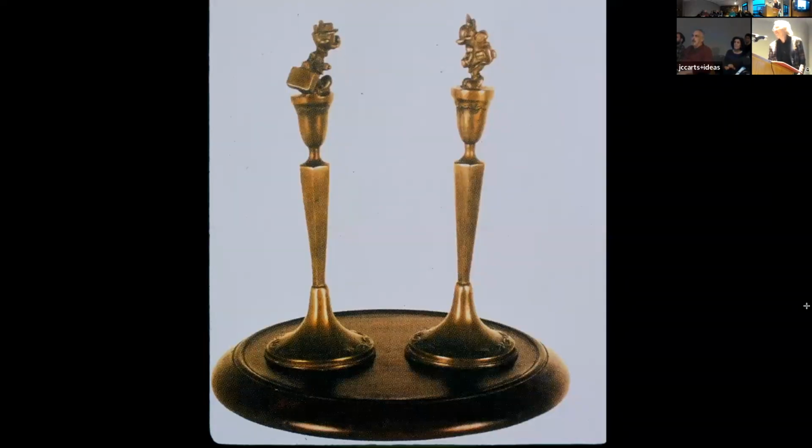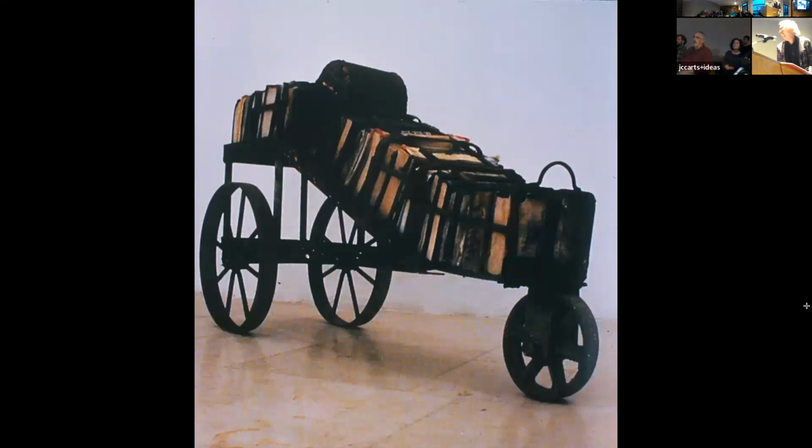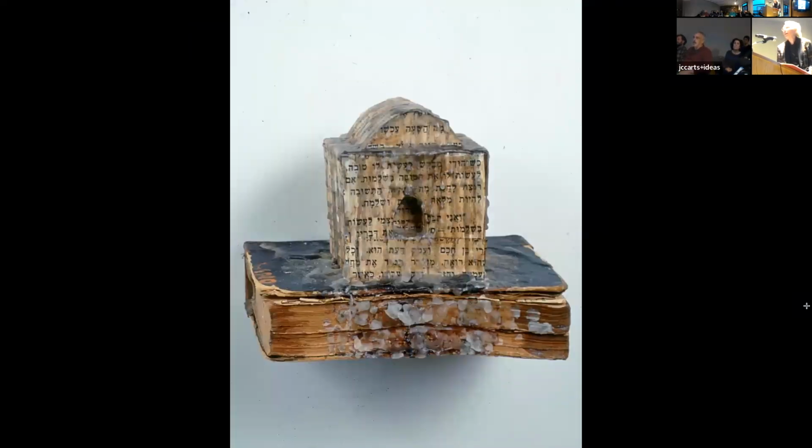Or these two candlesticks called Romeo and Juliet, representing Mickey Mouse and Minnie Mouse, made in 2000 by a young woman named Adar Ma'oz Dugani. You see all these books, these are taken from the Gniza. You know what Gniza is? It's when you bury the damaged holy books. If a Jewish holy book is damaged, you have to bury it, okay? Like a human burial, okay? It's called Gniza.